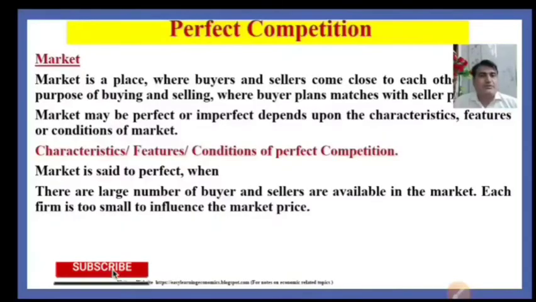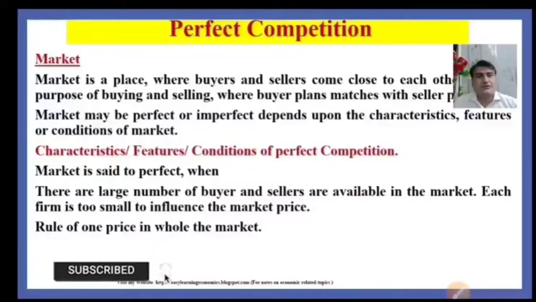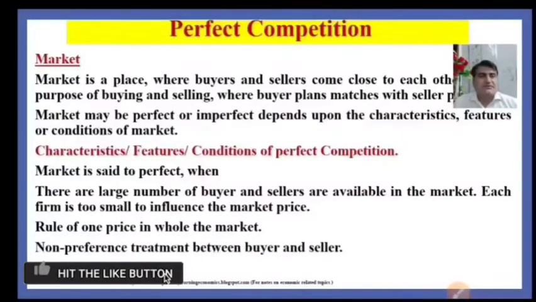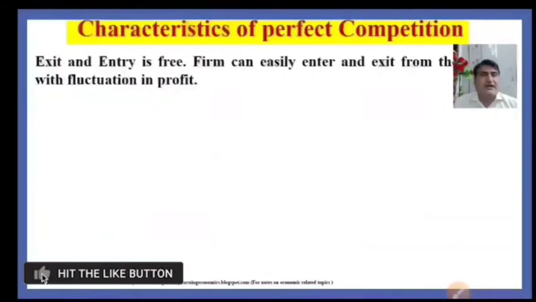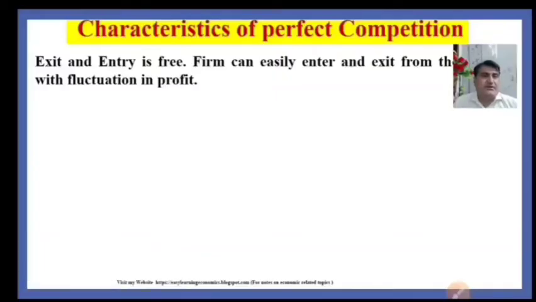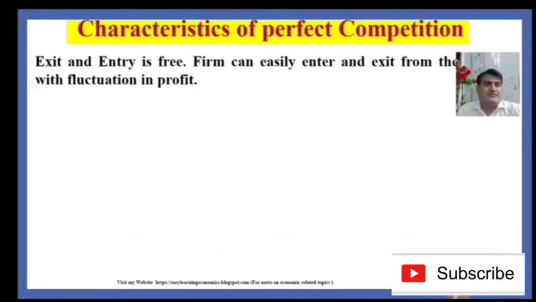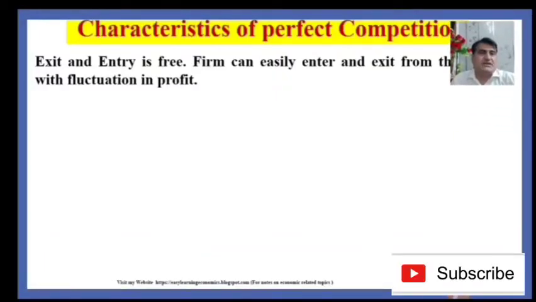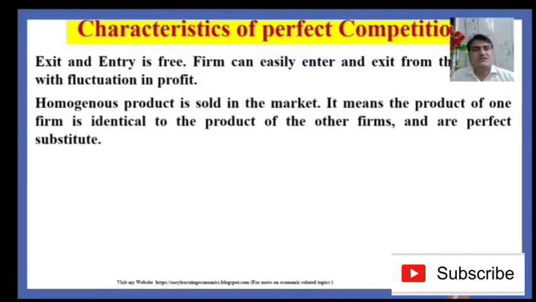Each firm is too small to influence the market price. There is a rule of one price in the whole market. Non-preference treatment between buyer and seller. Exit and entry is free. Firm can easily enter and exit from the market without fluctuation in price. Homogeneous product is sold in the market. It means the product of one firm is identical to the product of the other firms and are perfect substitutes.